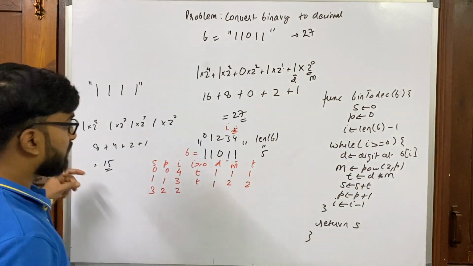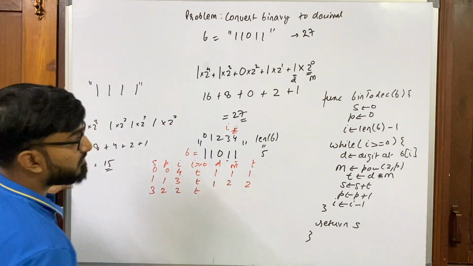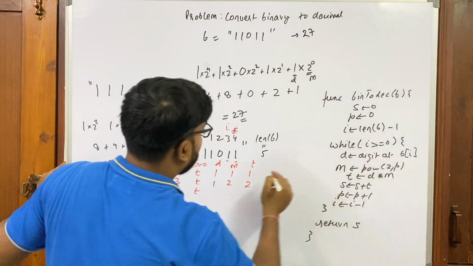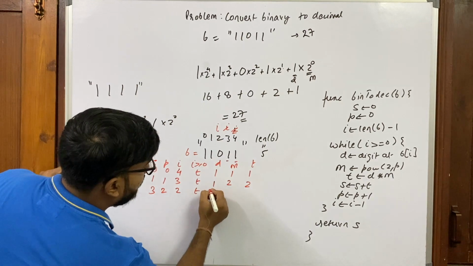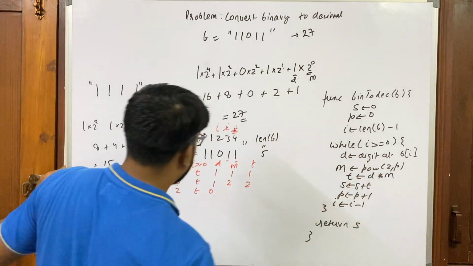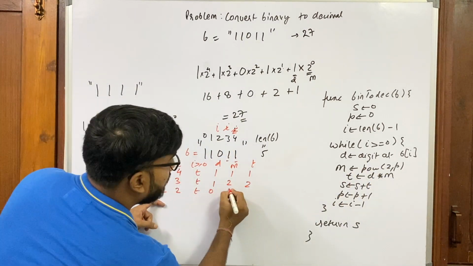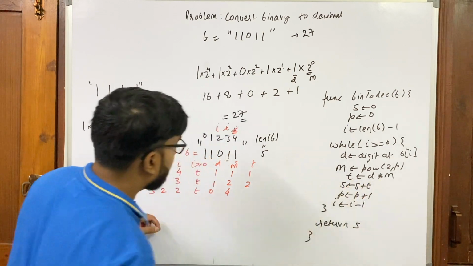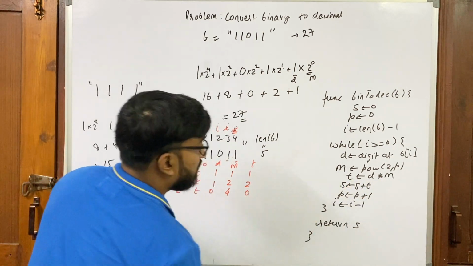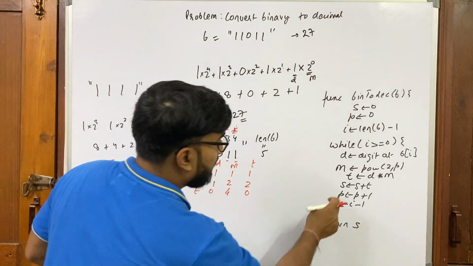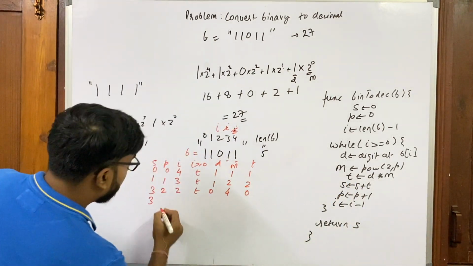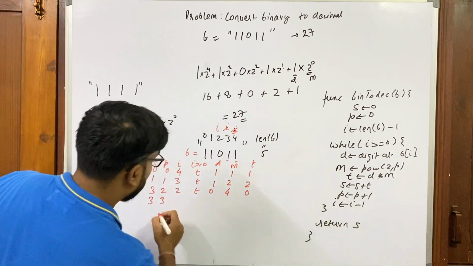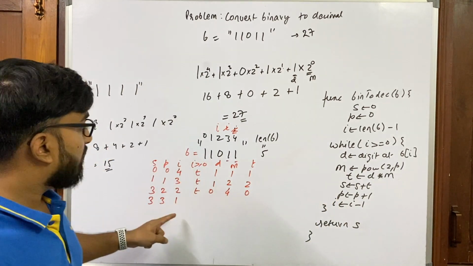I greater than equal to 0. 2 greater than equal to 0 is true. D is digit at ith index. I now comes here at index 2. So you get 0 here for the digit. M is 2 to the power P. 2 to the power 2 is 4. You get T as D into M. 0 into 4 is 0. S is S plus T. T is 0. S remains 3. P is P plus 1. P becomes 3. I is I minus 1. I becomes 1. You go back to check for while loop condition.